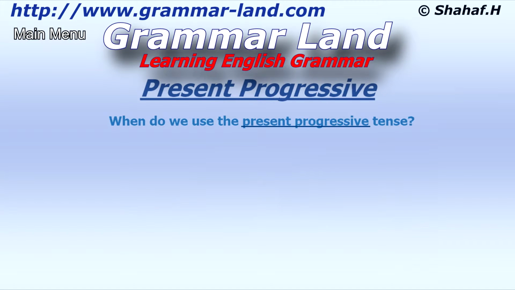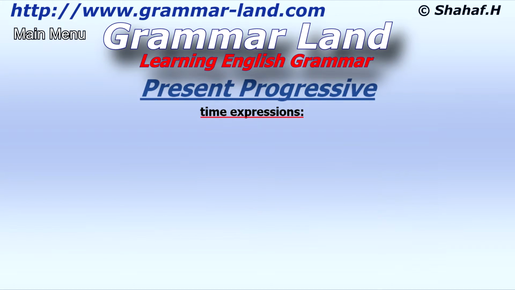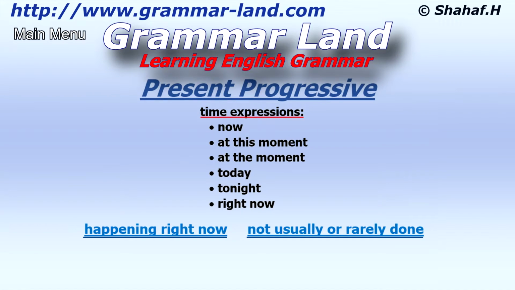When do we use the present progressive tense? We use the present progressive tense to express actions which are happening now, or in the near future. Common time expressions: now, at this moment, at the moment, today, tonight, right now, etc. These are things that are happening right now, and not things that are usually done, or rarely done.